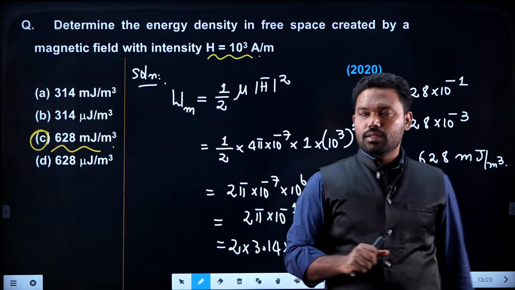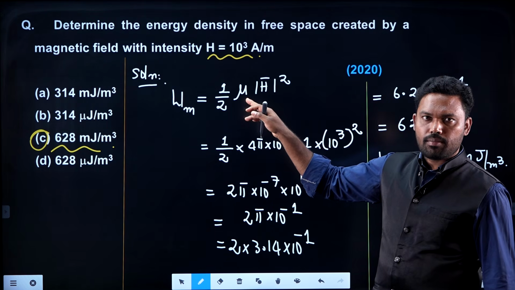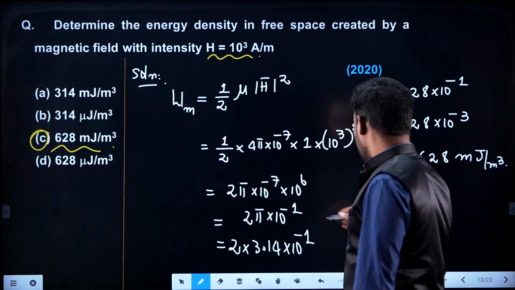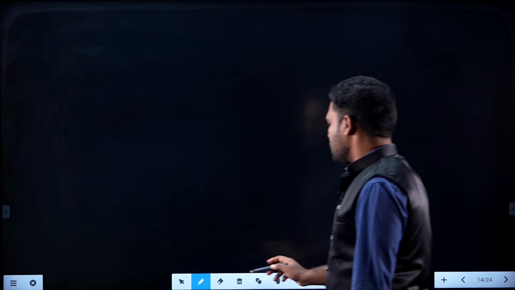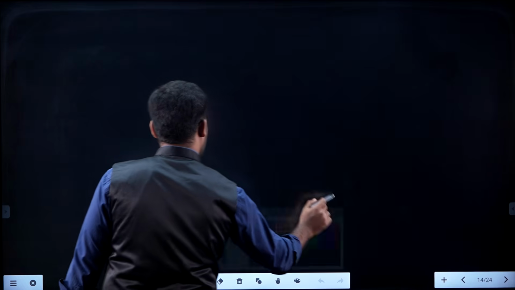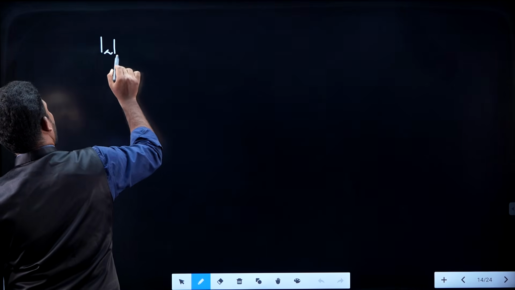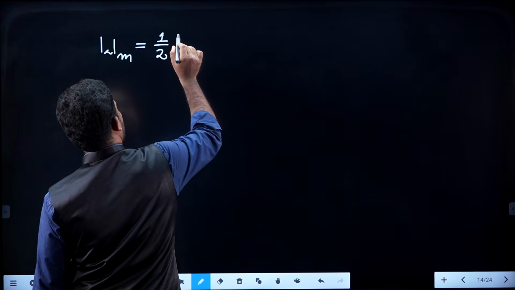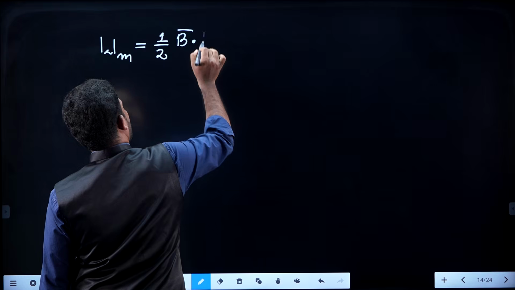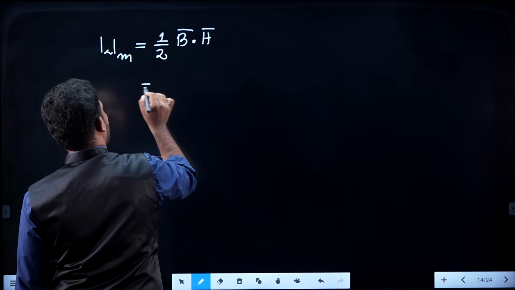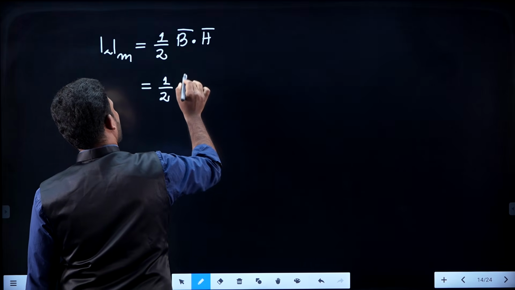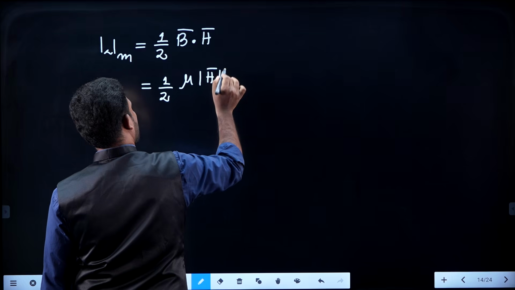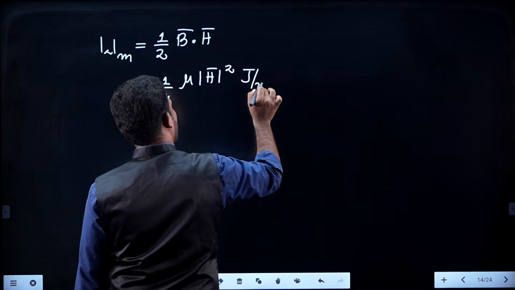Fine. So this is the energy density for the magnetic field. What is the energy density in the electric field? Let me discuss that one also. So energy density in the magnetic field is actually 1 by 2 into B dot product with H. This is also equal to 1 by 2 into mu H magnitude square. Units are joule per meter cube.